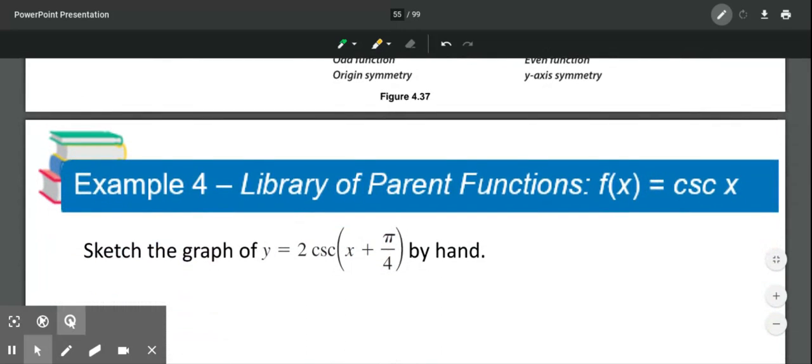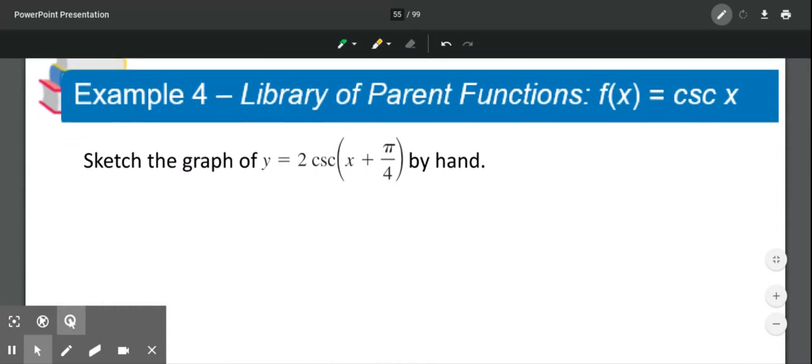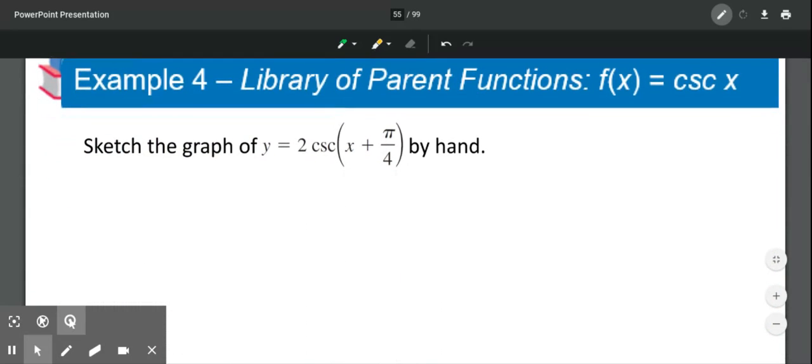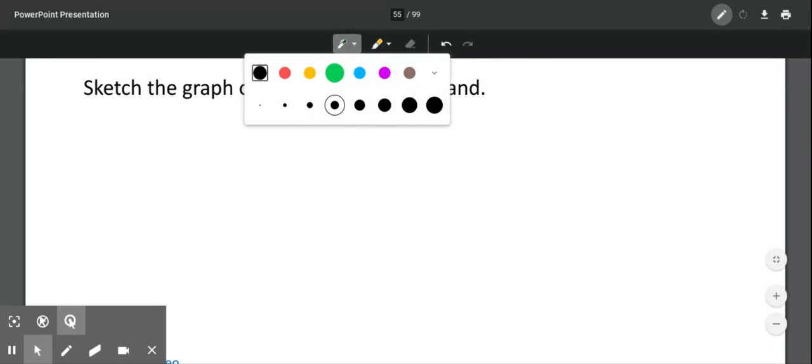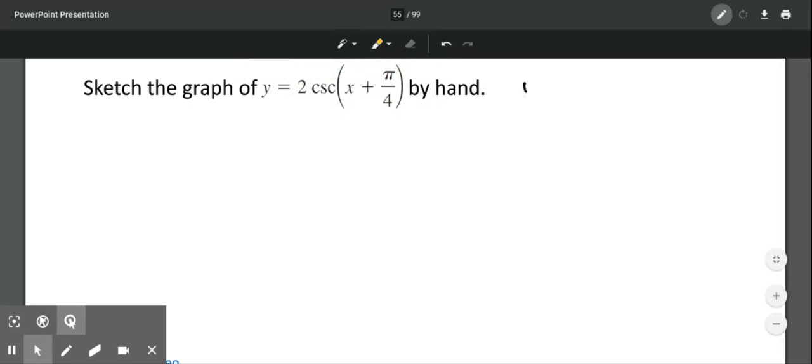All right, so we are going to work on sketching the graph of 2 cosecant times x plus pi over 4 by hand. And so when we sketch this, we are first going to think about sketching the graph of y equals 2 times the sine of x plus pi over 4. So that's the graph we're graphing first, and then we will fit the cosecant in.